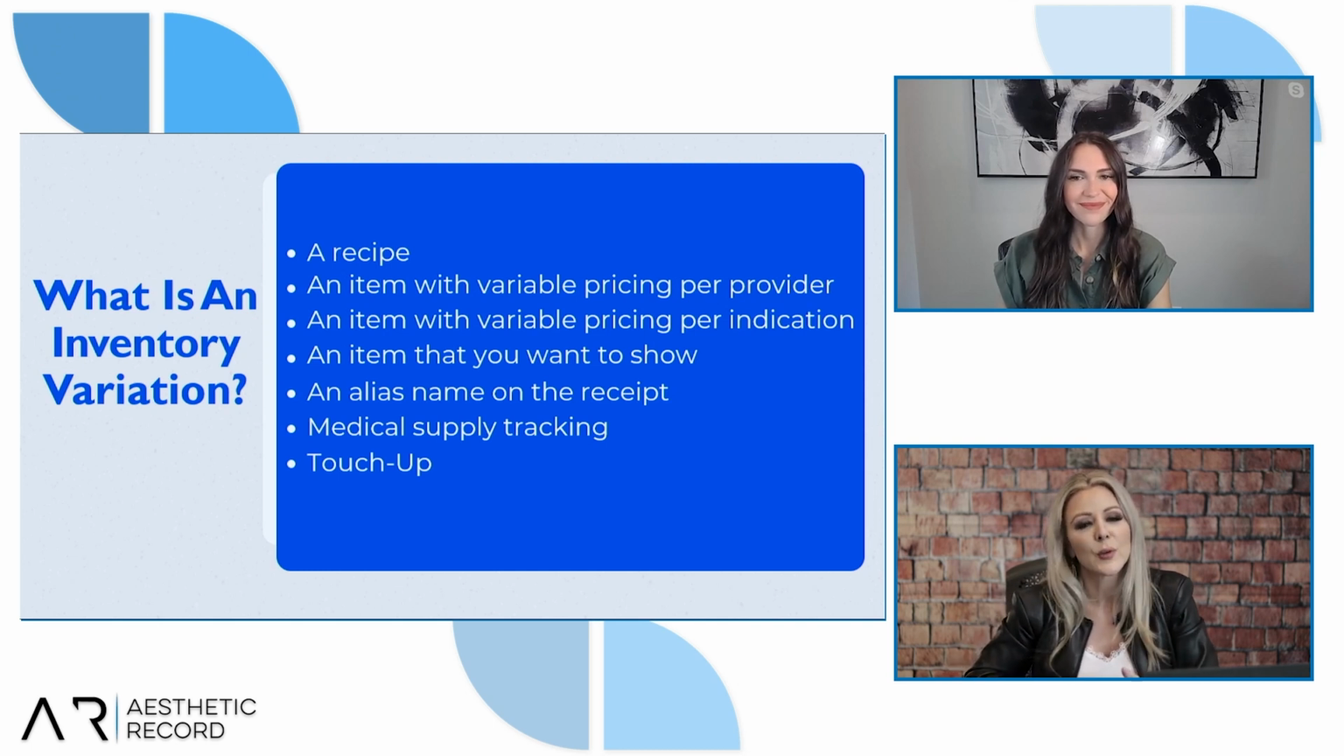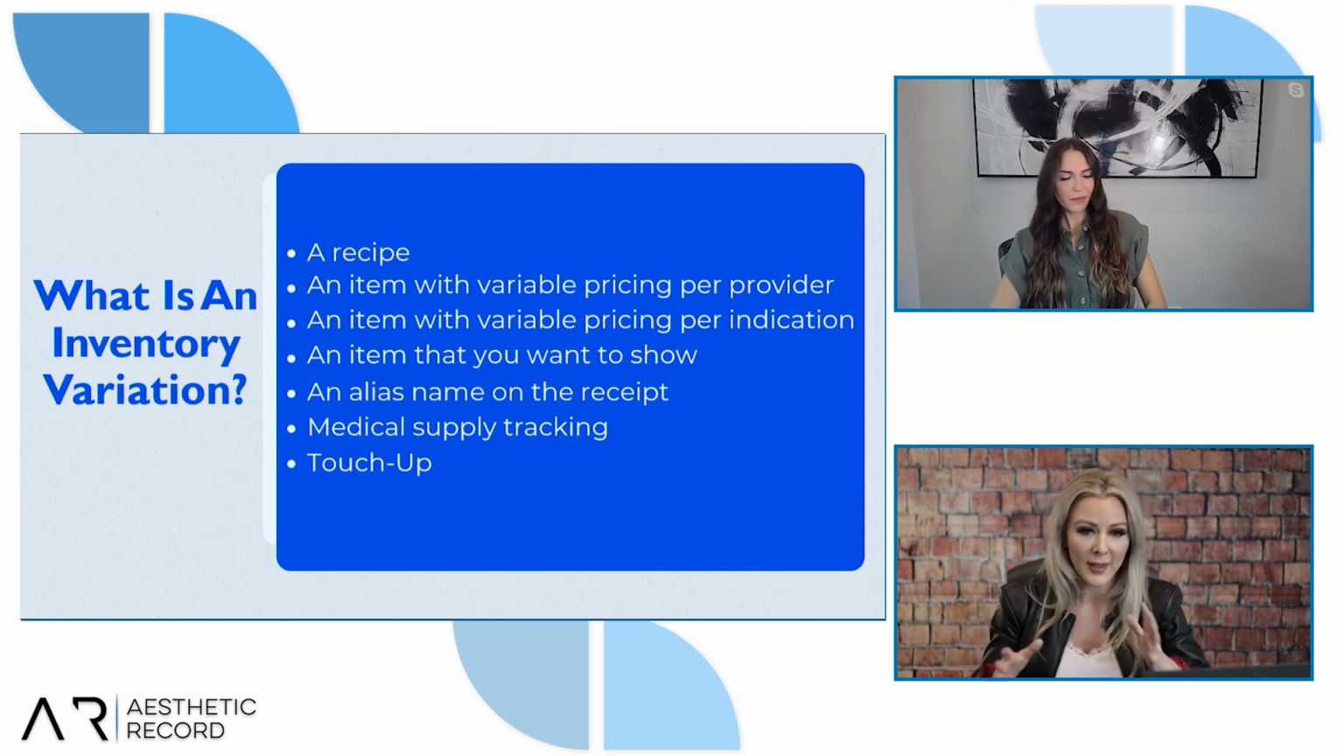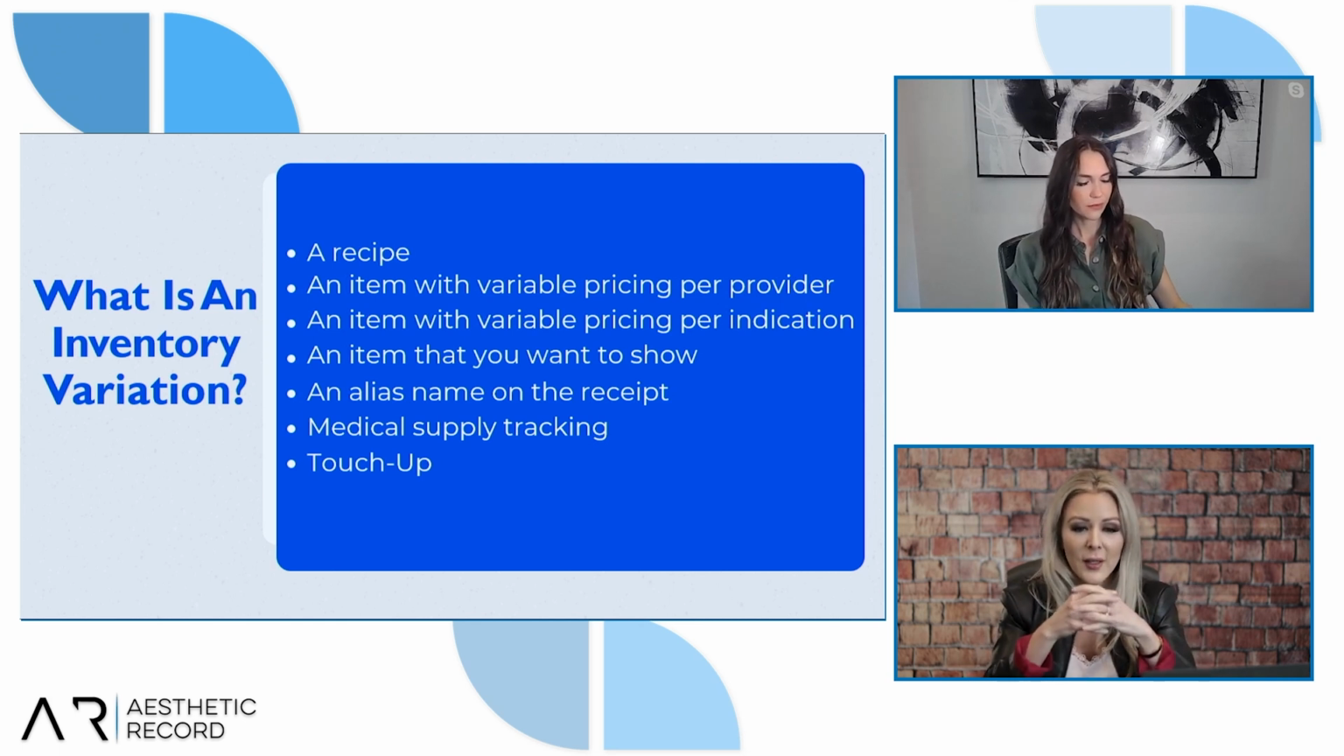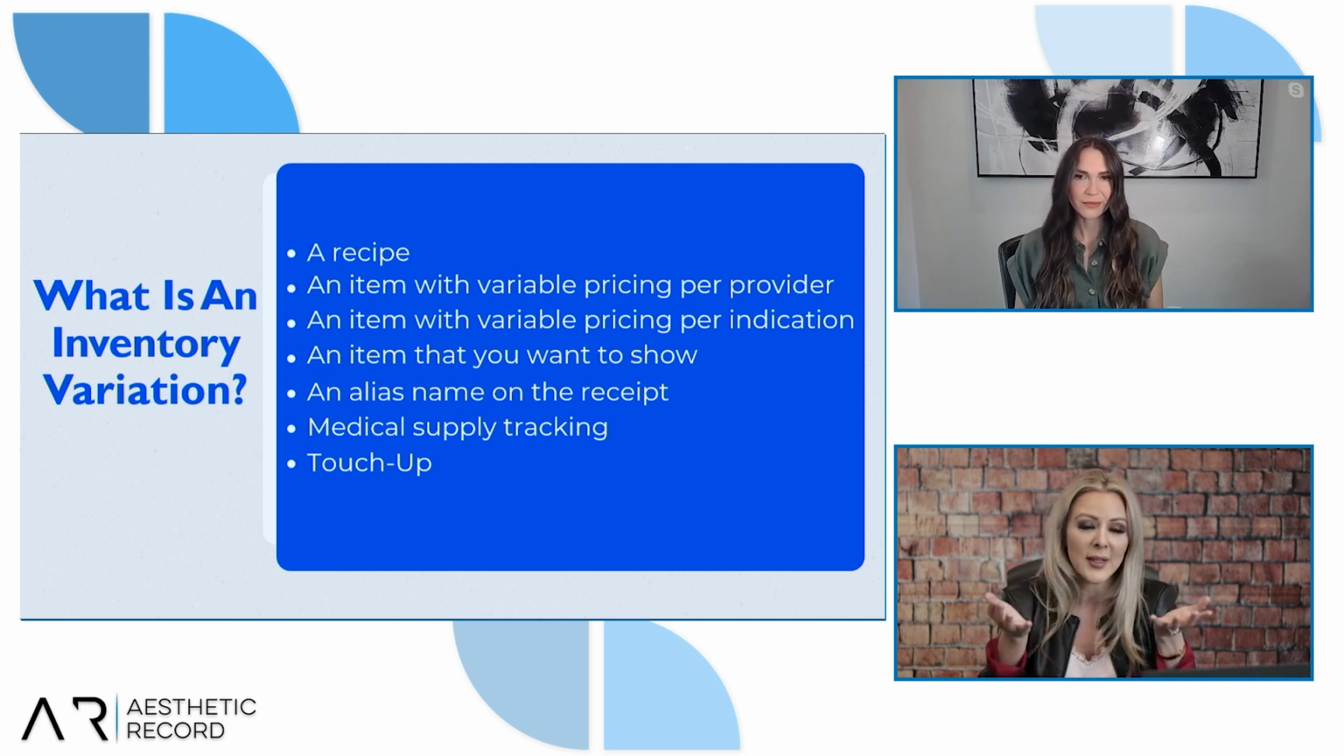But we talk about inventory variations as a recipe. So if you have multiple things that you pair together into a single service, that's a recipe. So we always use the example, internally, of an IV.